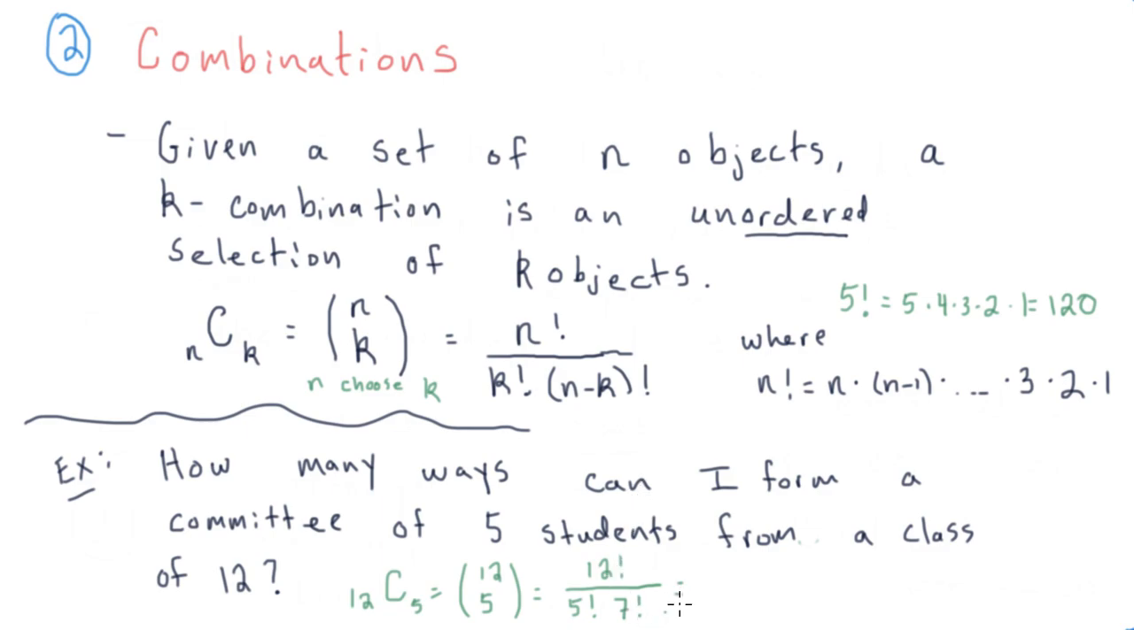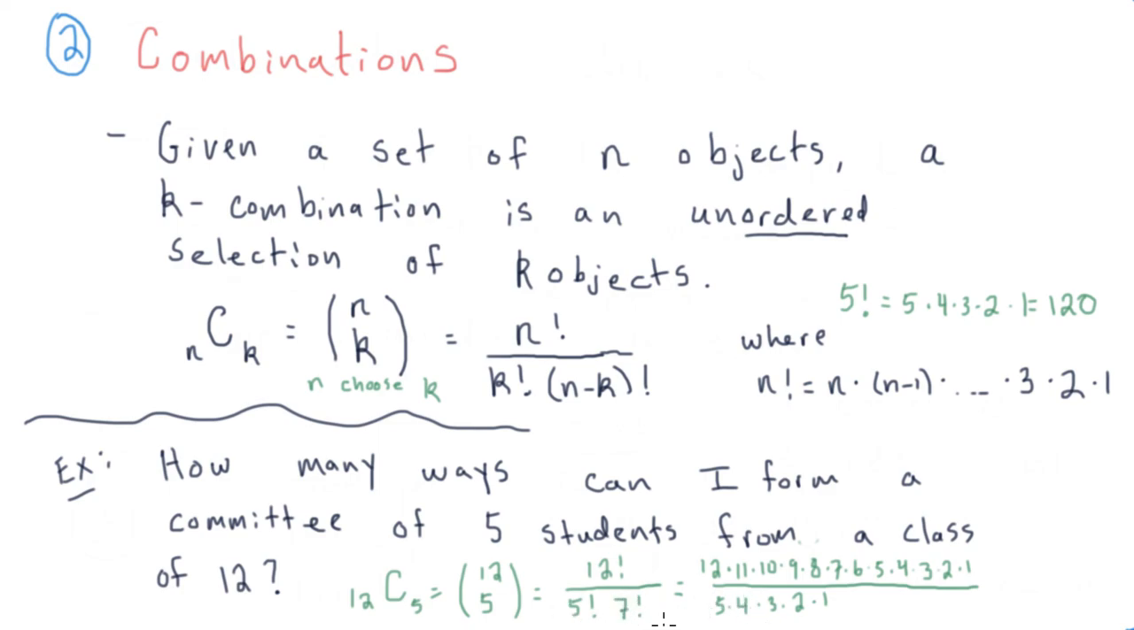All right, and so what I like to do, instead of, well, if you type 12 factorial in your calculator, you're going to get a really big number. So this is what I like to do. I like to do some simplification. So this is 12 times 11 times 10 times 9 times 8 times 7 times 6 times 5 times 4 times 3 times 2 times 1, all over 5 factorial, which is 5 times 4 times 3 times 2 times 1.